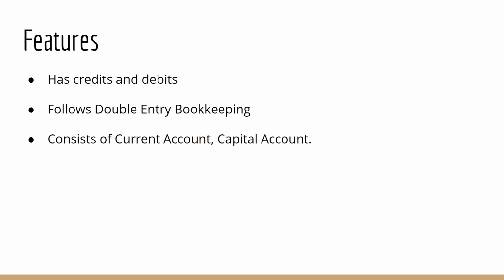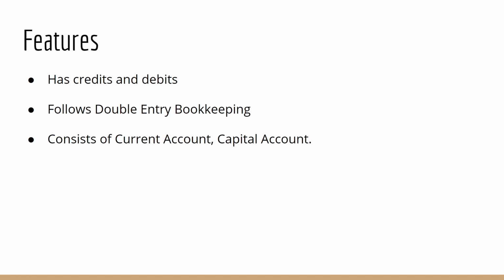So next, features. Balance of payments does have credits and debits. It does follow the double entry bookkeeping system, and it consists of current account and capital account. Now, the first 2 points are pretty clear. We've been dealing with debit, credit, and double entry bookkeeping for quite a while now.